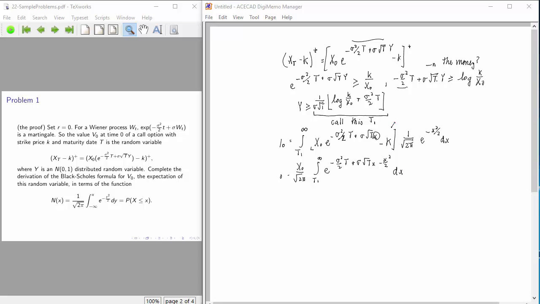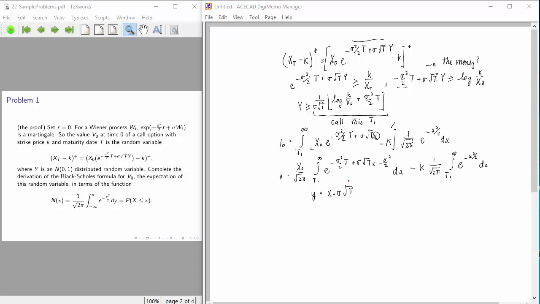And then the second part is the term that involves the strike price. That's k times the square root of 1 over 2 pi times the integral from t1 to infinity e to the minus x squared over 2 dx. Now look carefully at the first part. There's an obvious substitution. I'll just set y equal to x minus sigma times the square root of t.